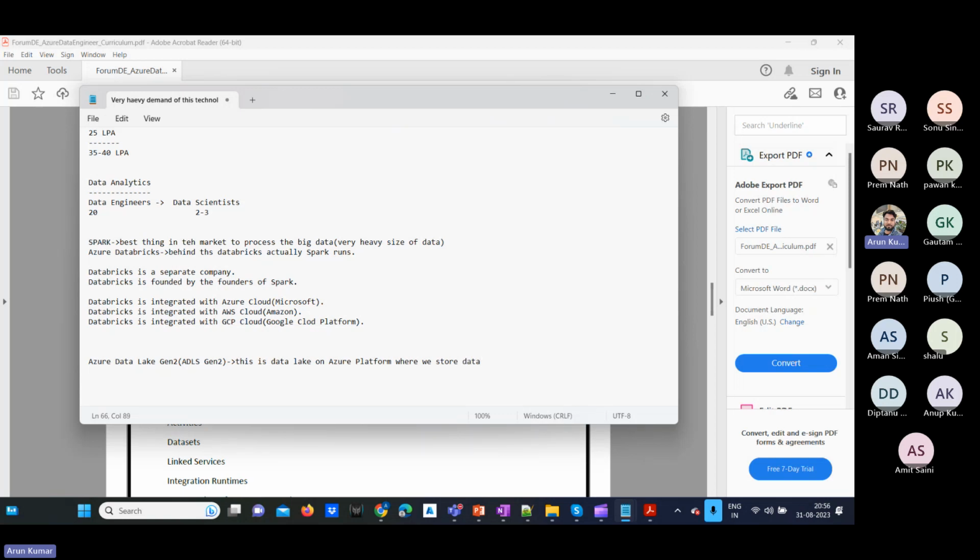Where we can store data. This is a place where we can store data. And I also wrote about Azure Databricks. This is a place to process data. Azure Data Lake Gen 2 is a data lake on the Azure platform where we store data. Databricks is the place to process data. This is the place to store data.